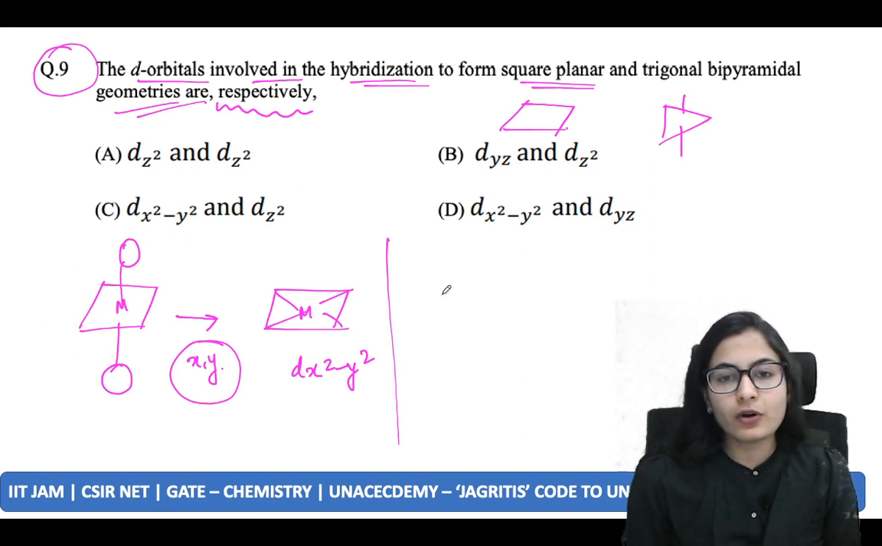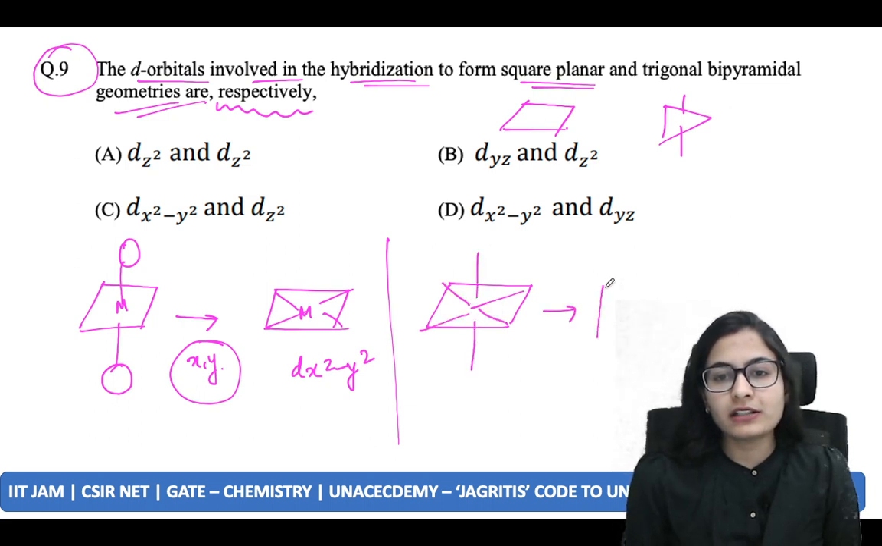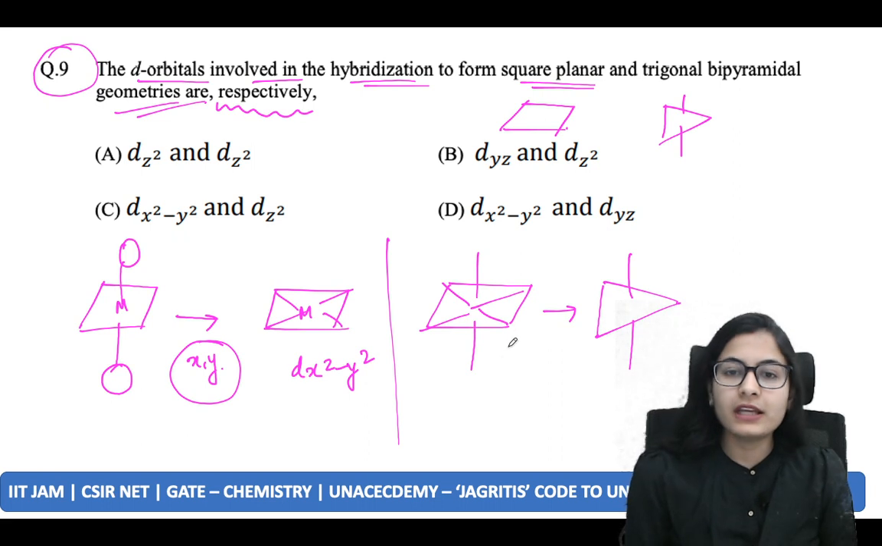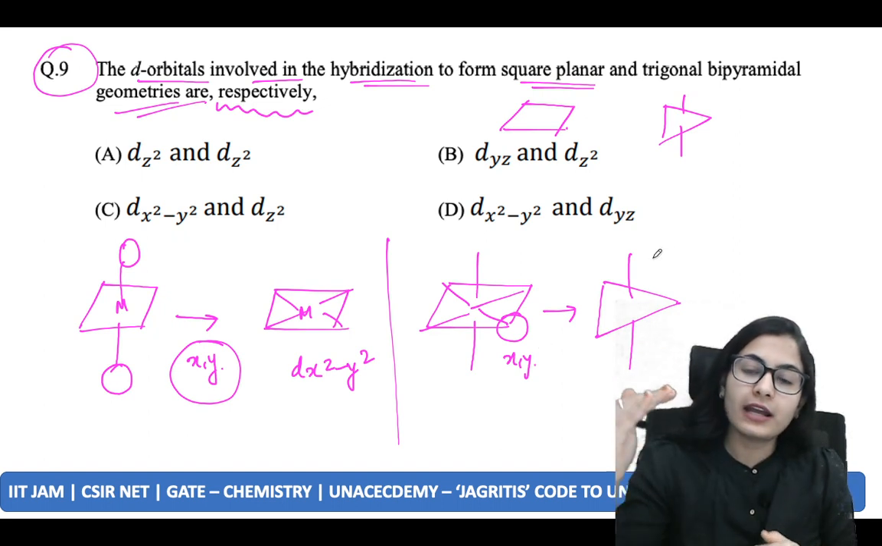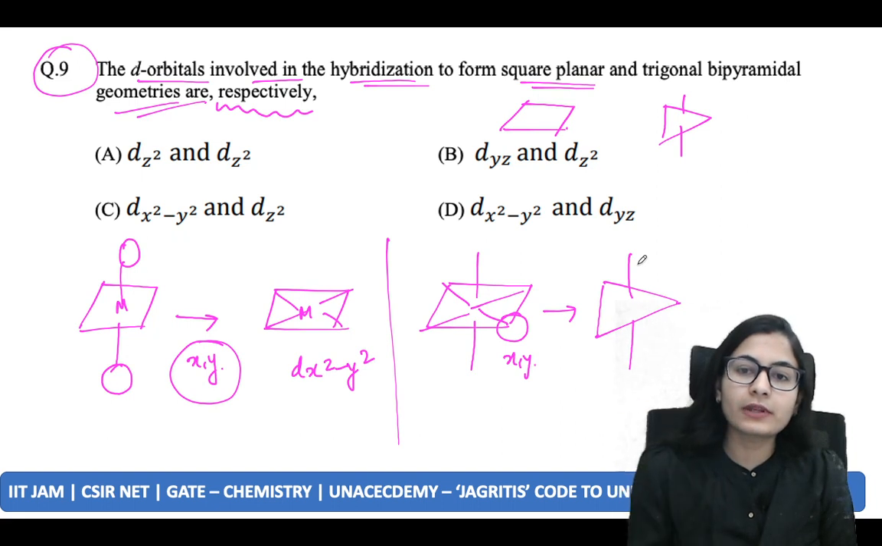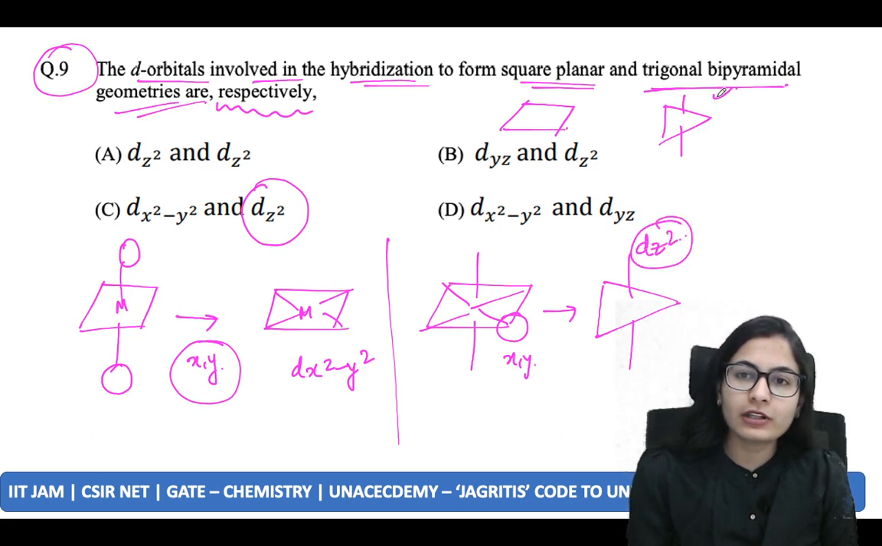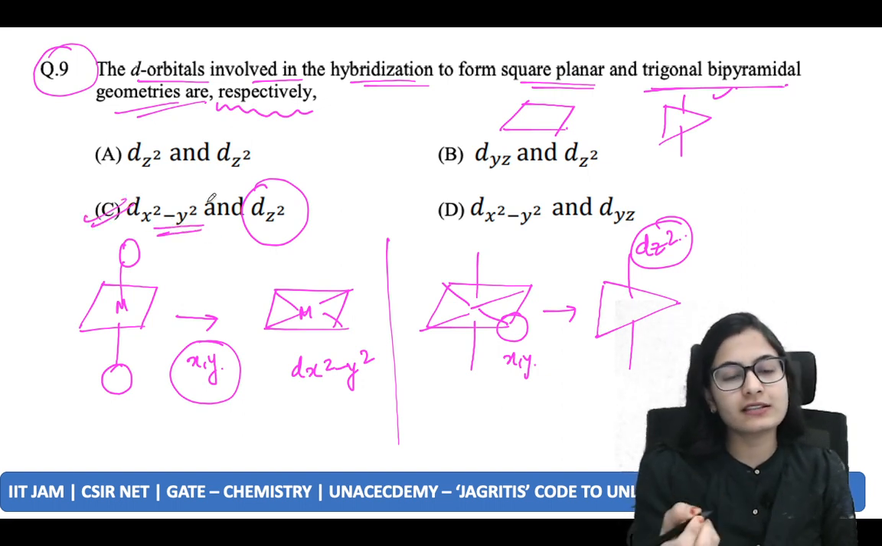Similarly, if you are talking about octahedral conversion to trigonal bipyramidal, now you see that one of the ligands is removed from the z axis. From here one of this ligand is removed, let's say. So what is the orbital which is going higher in destabilization? Which orbital is going higher? That is going to be dz square for trigonal bipyramidal, right? So the involvement of dz square is greater in your trigonal bipyramidal geometry, and in your square planar it is dx square minus y square. So your answer is option number C.